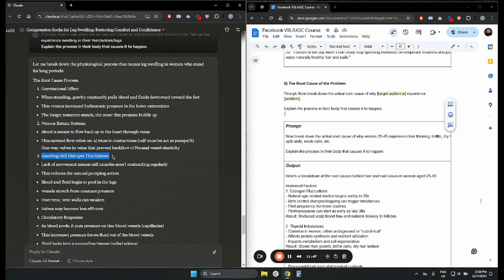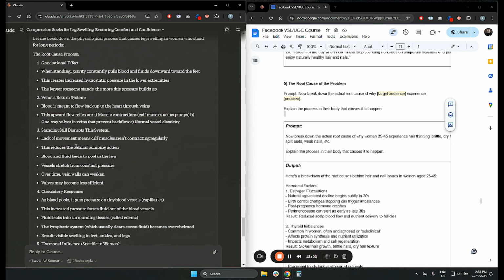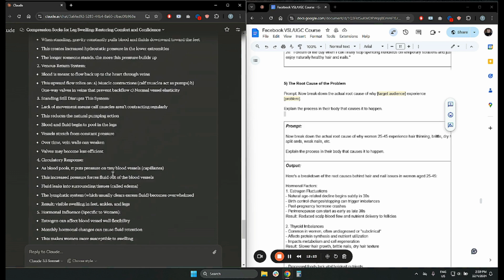And then standing, this goes step by step. So gravity pulls it down. And usually your body relies on your muscle contraction and these one-way valves to pump the blood back up. But standing still disrupts the system. A lack of movement means calf muscles aren't contracting regularly, meaning they are not pumping the blood back up efficiently enough. This reduces the natural pumping action. Blood and fluid begin to pool in their legs, and vessels stretch from constant pressure. And over time, vein walls can weaken, and valves become less efficient.